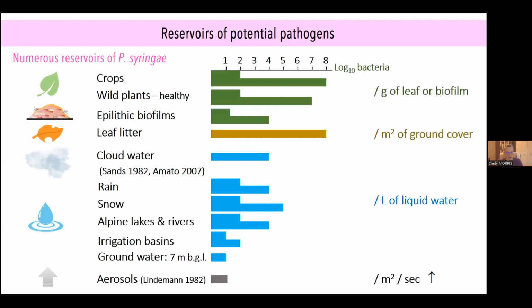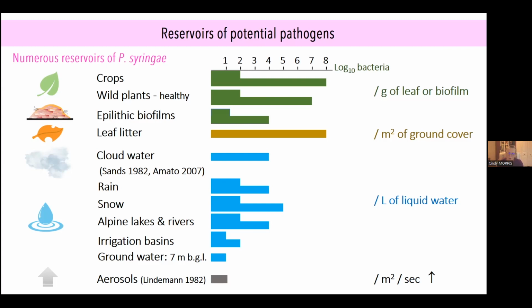This slide is a summary of all the different sources that we found it on and other people have found it on. So, and then the graph is log of bacteria, either per gram of tissue or meter squared of ground cover or per volume of water, okay, etc. So crops, healthy crops, wild plants, epilithic biofilms, leaf litter, cloud water, rain, snow, lakes, irrigation basins. We found it in groundwater at 7 meters below ground level and in aerosols. It's been found in aerosols.